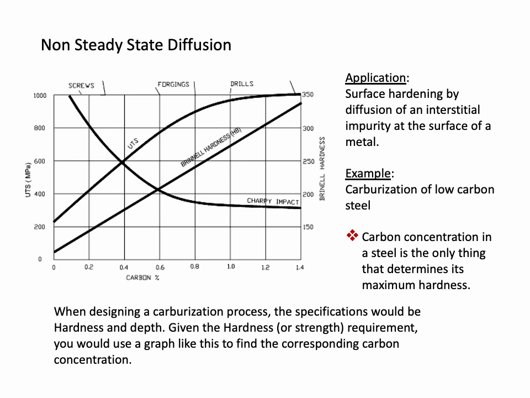So the application here for non-steady state diffusion would be processes such as carburization, where you diffuse carbon into the surface of a steel to make the surface stronger. Nitriding would also follow that same description in calculating or predicting the depth of hardness.